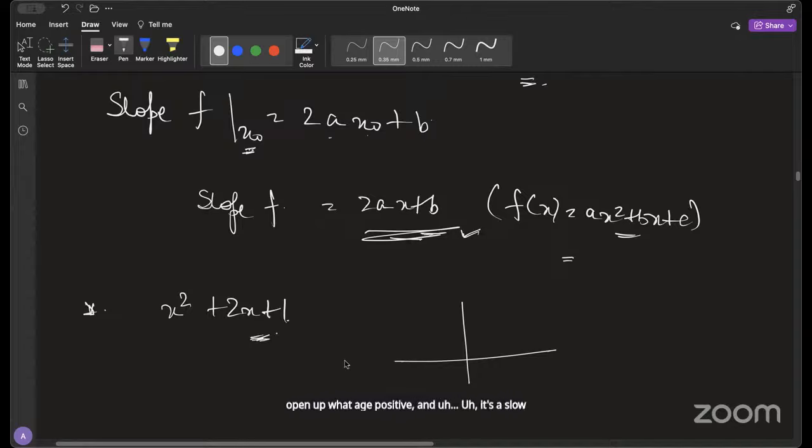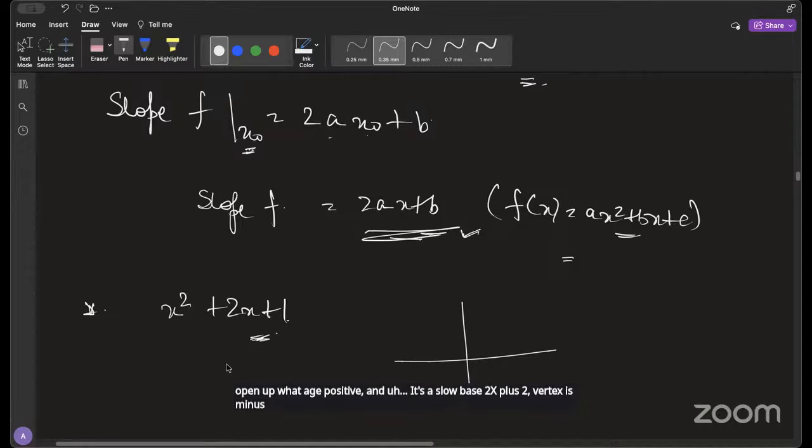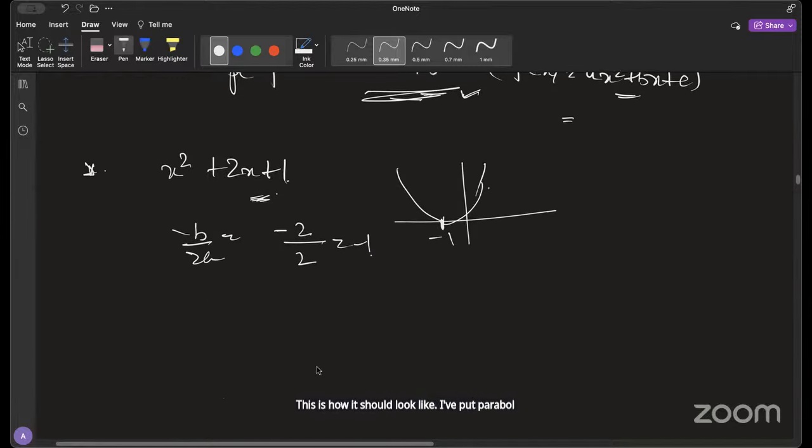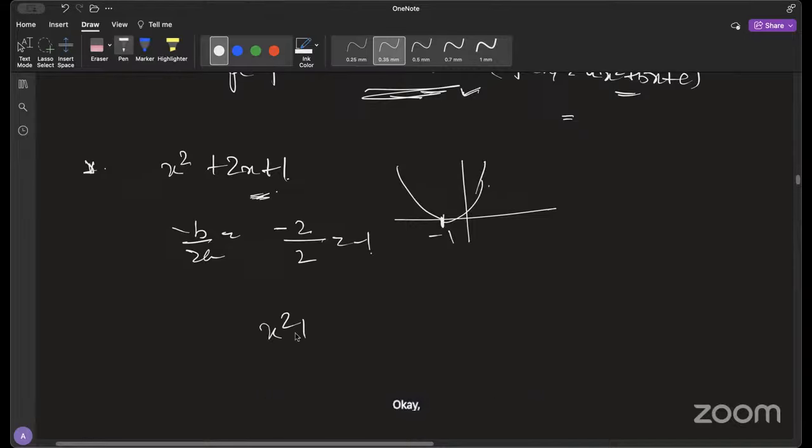Slope is 2x plus 2. Vertex is minus 1. Right, so if you look at this, the vertex is minus b by 2a, which should be equal to minus 2 by 2, so this will give you minus 1. And then because your a is positive, it should be upward. This is how it should look like, an upward parabola with a vertex at minus 1. Okay, what about this one?